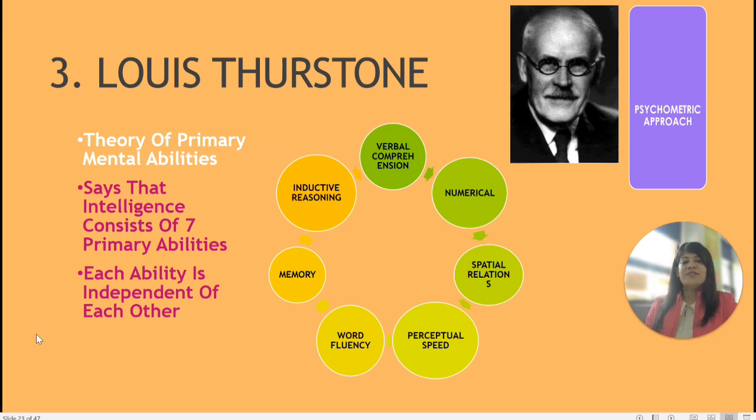Now, what are these primary abilities? Let's just look at them first. The first one is verbal comprehension. There is numerical reasoning, spatial relations, perceptual speed, word fluency, memory, and inductive reasoning. If you had all 7 of these abilities, you were said to be an intelligent individual, right? In case you didn't own even one of these, you were regarded as an individual who was not intelligent.